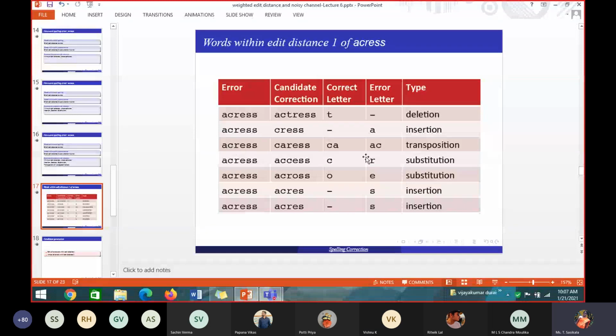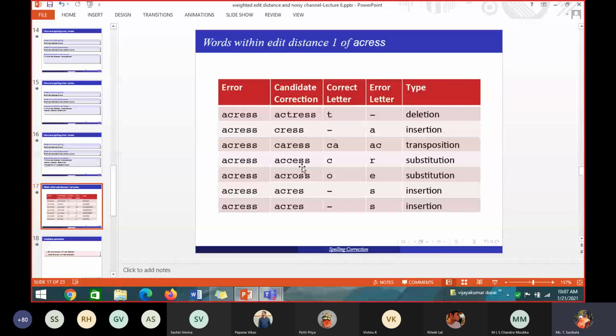If I take these, these are all the possible words for my acres. Acres can be actress, crus, caras, access, across, acres or acres. Any one of these may be replaced for acres. If it is replaced by this, deletion happens. If I replace by this, insertion happens. If I replace by this, transposition happens. If I replace by this, which operation is it replaced by? Fourth one, please tell me what operation.